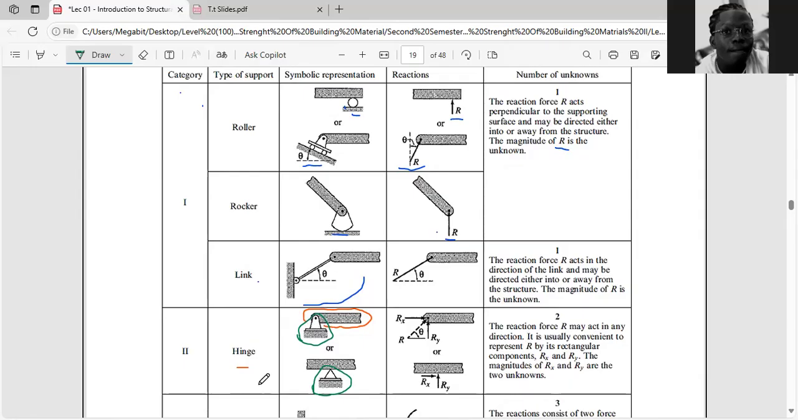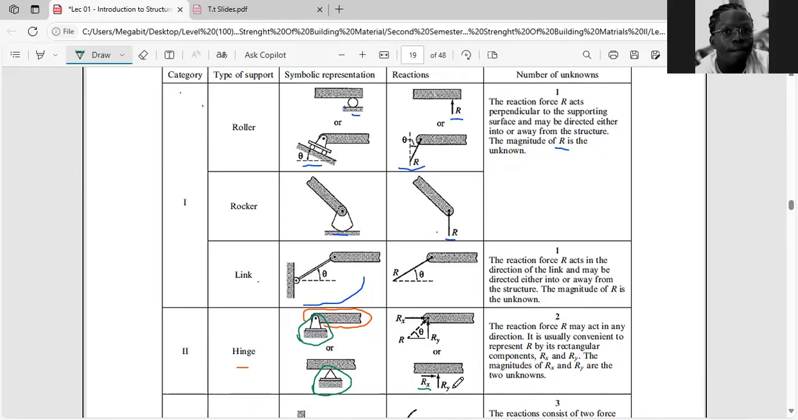Let's come back to our hinge support. Our hinge support is having two reactions. You can see that the first one, which is RX, is moving to the east direction. And the second one, which is the reaction RY, is moving to the north direction.